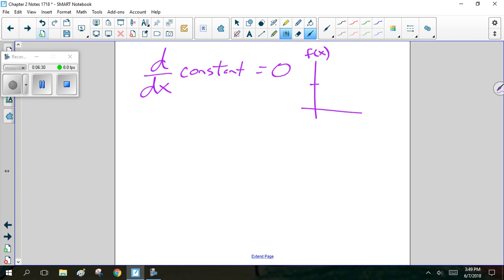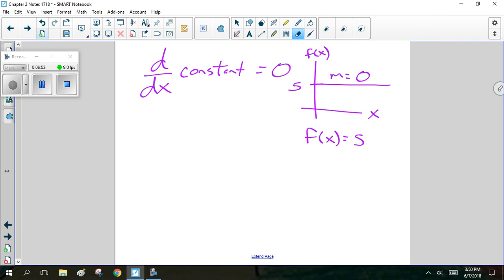Why? Well, suppose f of x is, I don't know, 5. Well, the line f of x equals 5 looks like this. And what's the slope of that? Oh, the slope of that is 0, right? Okay, so that is the first thing you know. Anytime you take the derivative of just a number by itself, whether it's 5 or 27 or negative 8, the derivative of that is 0 because the slope of a constant is 0, all right? So that is thing 1.